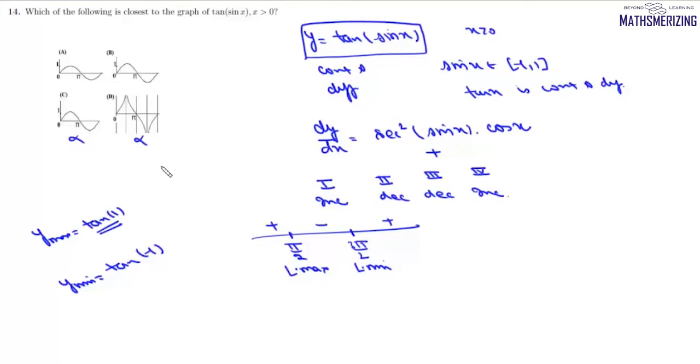Now we know that 1 is greater than pi by 4. So tan 1 will be greater than tan pi by 4, and tan pi by 4 is 1. So its maximum value will be greater than 1 and its minimum value will be less than minus 1. So in this B, it appears that this value is greater than 1. So the graph which is closest to the graph of tan of sine x is this option B.